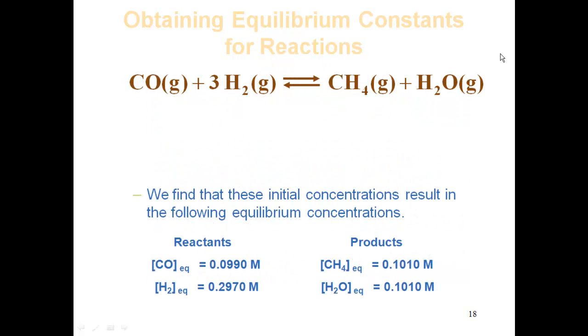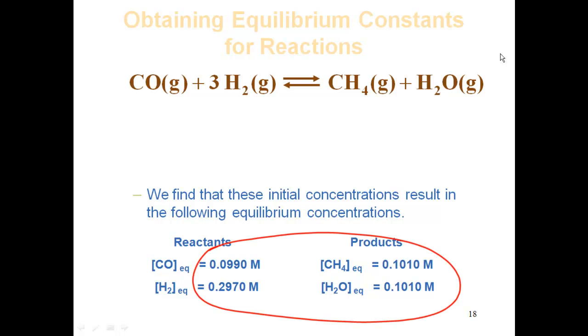I did the experiment again. I measured the concentrations, and I found CO to have a concentration of 0.0990, concentration of methane to be 0.110, hydrogen 0.2970, and H2O 0.110. Notice that none of these values are anything like the ones we did in the previous experiment. All these numbers are different. Okay, we had 0.03s, 0.18s, so all these numbers are different than what we had before.